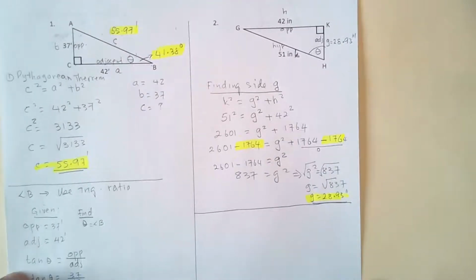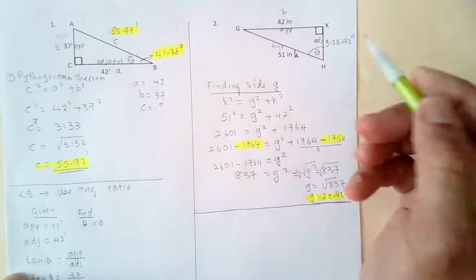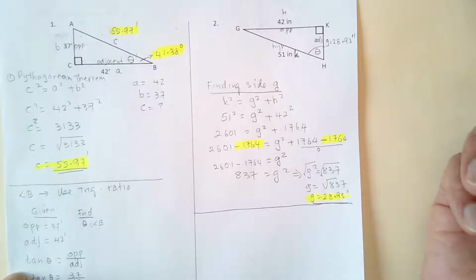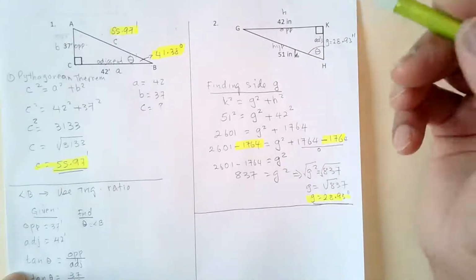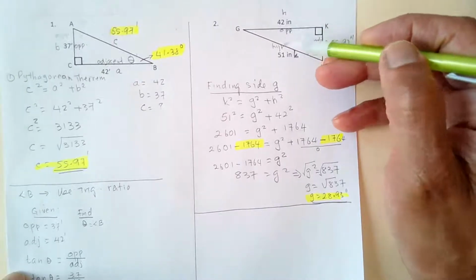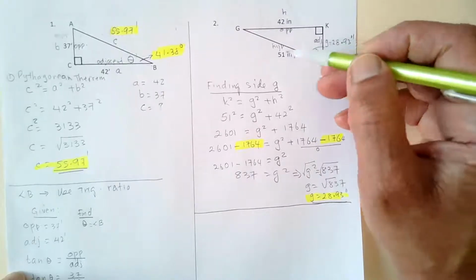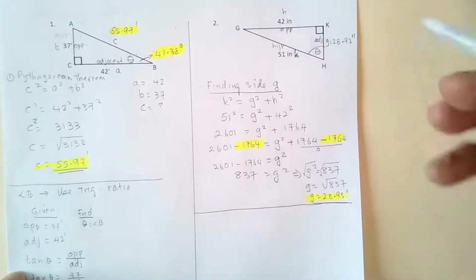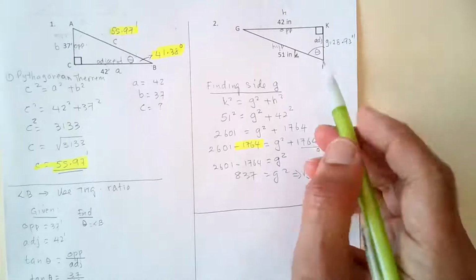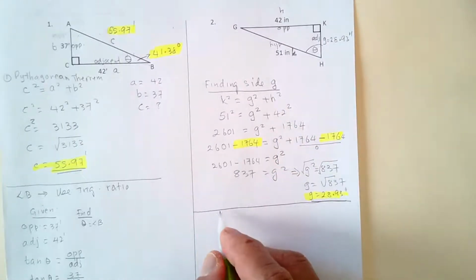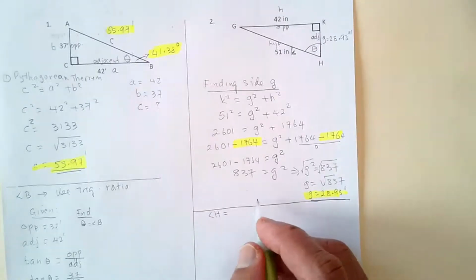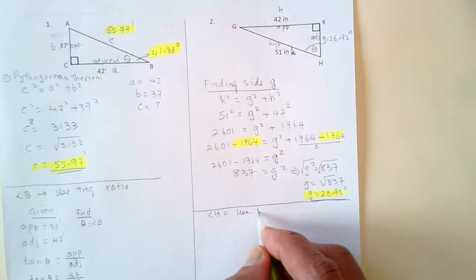So now we move on to finding this angle here. Now I know all of the sides. I could go ahead and use any of the trig ratios, but I always like to use the ones given. In this case, the two sides are opposite and hypotenuse. But you could also use adjacent and hypotenuse, or adjacent and opposite. It will give you the same result. So I'll go ahead and use what's given. So find angle H. Use a trig ratio.